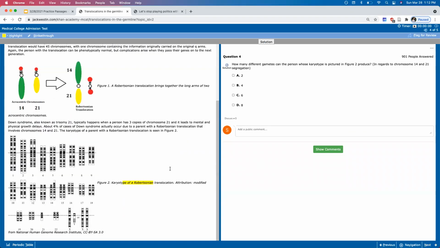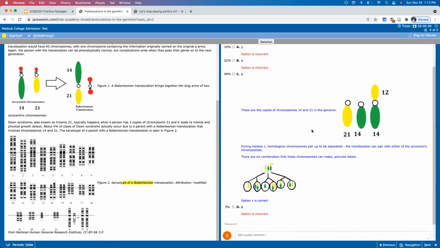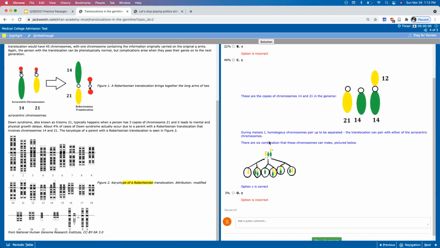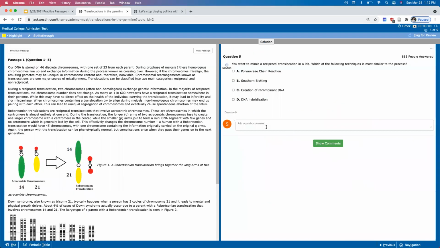Okay, number 4. How many different gametes can the person whose karyotype is pictured here produce? So this is related to question 1. If you did that diagram, you'll see that it was 6 different gametes using these chromosomes. Okay, moving on. Last question.